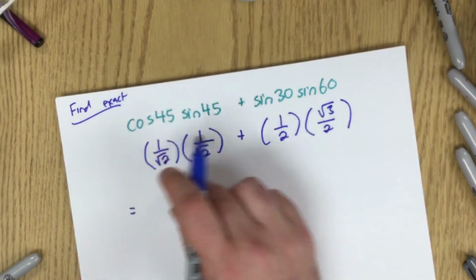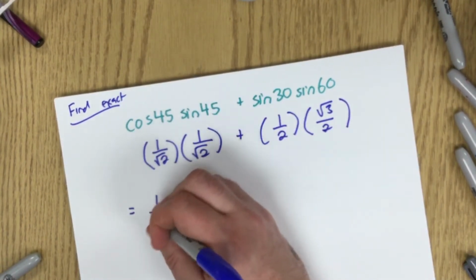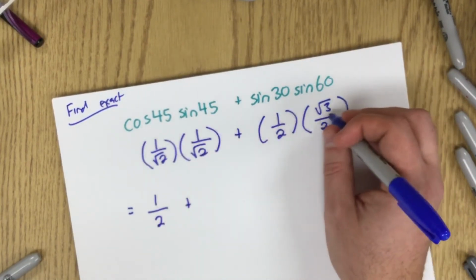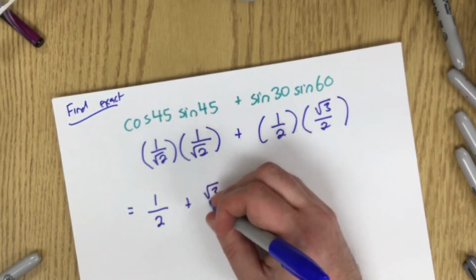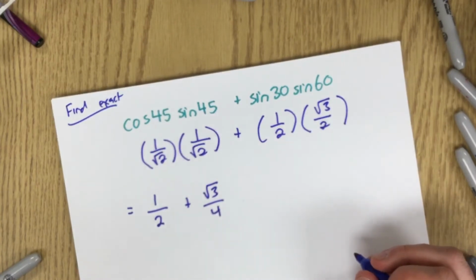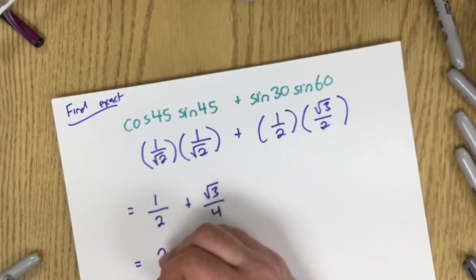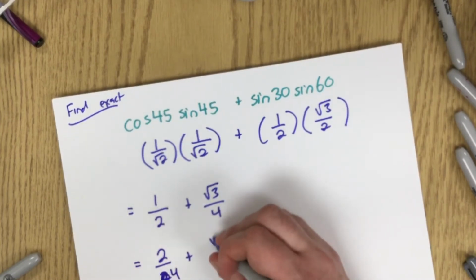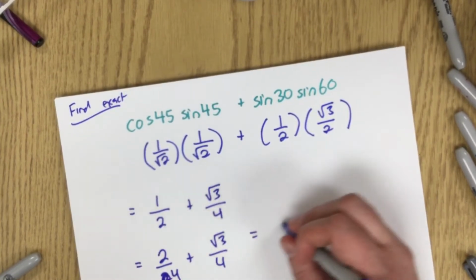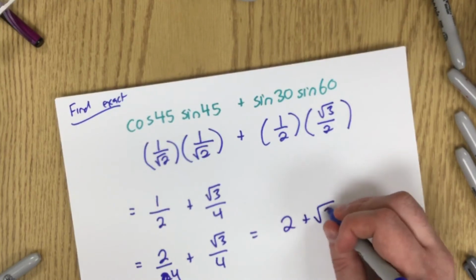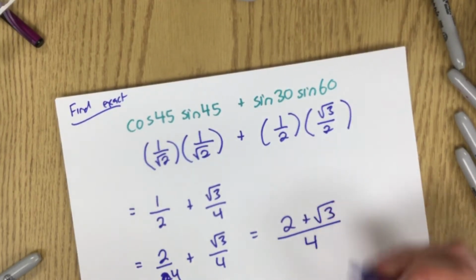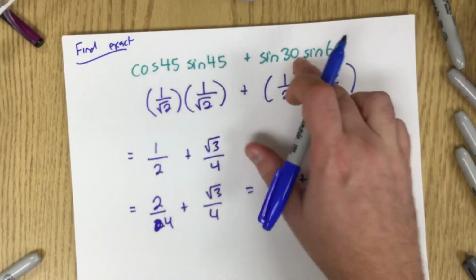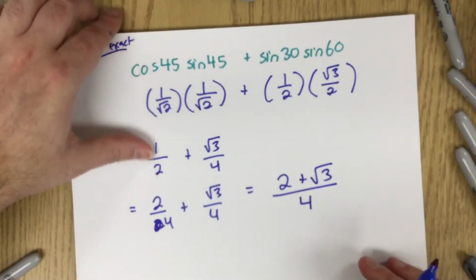And so what do we get? 1 over root 2 times 1 over root 2 is 1 over 2. And then this becomes root 3 over 4. And if we put it together, we're going to get 2 over 4 plus root 3 over 4, which is 2 plus root 3 over 4. And that's the exact solution to cos 45 sine 45 plus sine 30 sine 60.